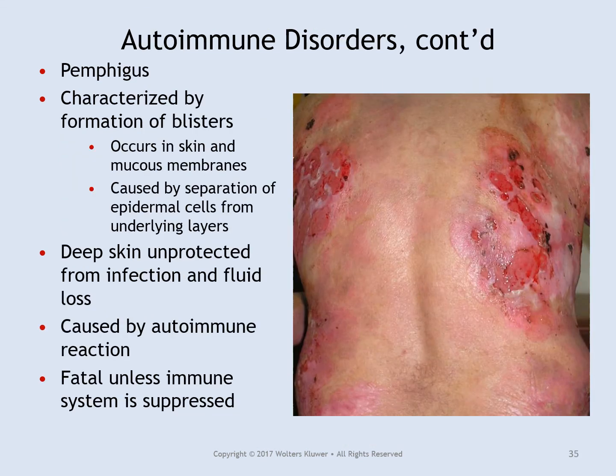Pemphigus is another autoimmune disorder. A classic sign of pemphigus is blisters. You see separation of the epidermis from the dermis underneath, and that's what leads to these great big blisters. And then when these blisters rupture, that exposes the tissue underneath the skin and makes it susceptible to infection. And then also you're losing fluid out of those blisters that have ruptured. This will kill your patient unless you put them on some really heavy-duty immunosuppressant medications because their skin will just slough off of their body.